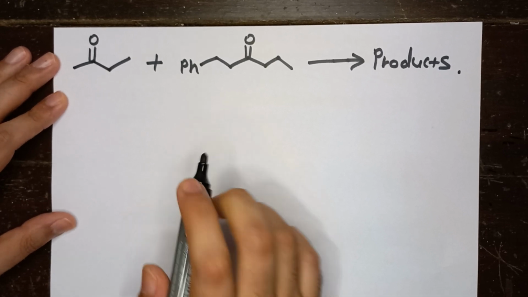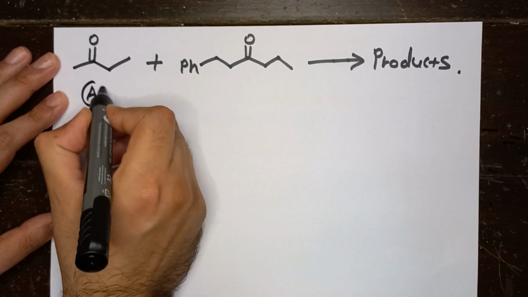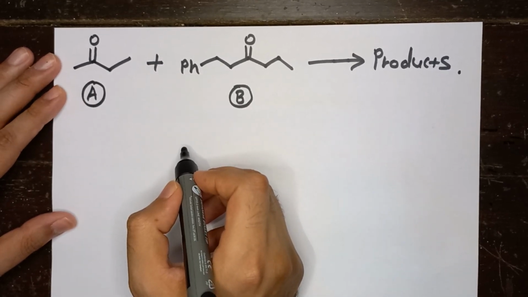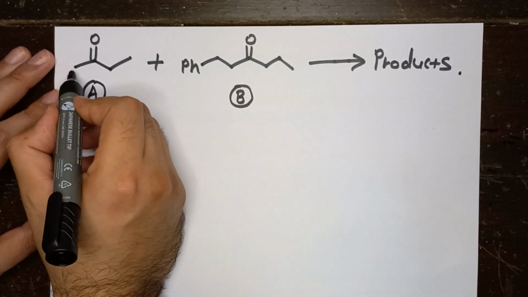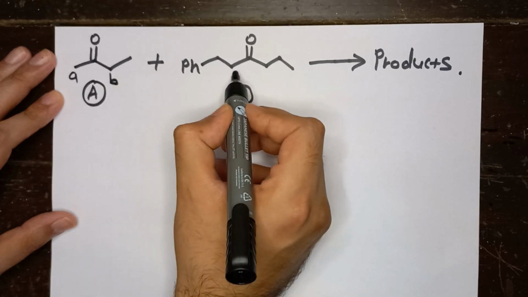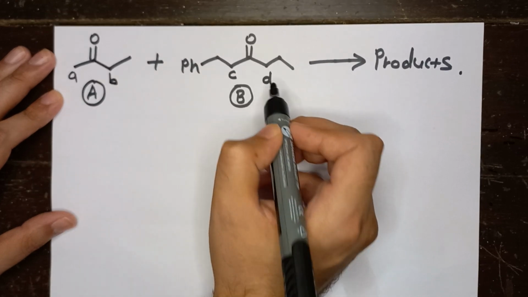Okay, so let me call this molecule A and this molecule B, right? And let me call this alpha center A, this one B, this center C and this center D.